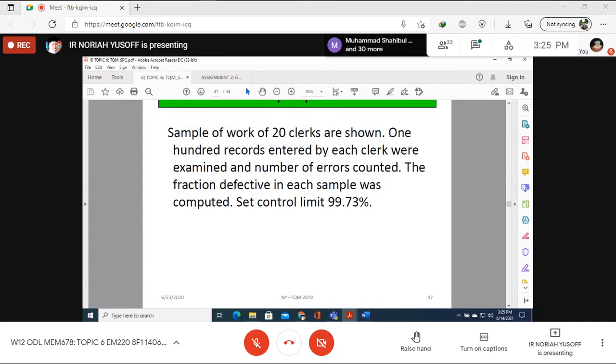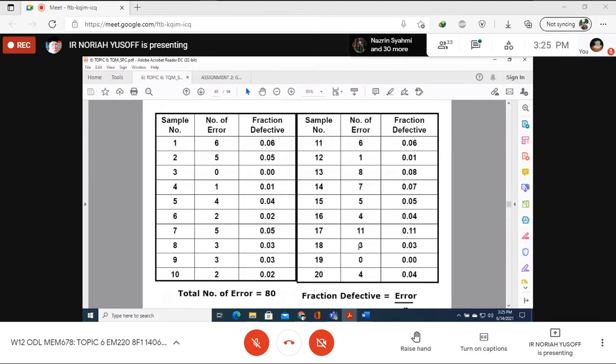100 records. Here they did not put the 100, and this is the style of the question you're asked too. So you have to be aware and sensitive to this type of question. It says 100 records being entered by each of the clerks. There are 20 clerks who enter this data. So that is why there are 20 samples.